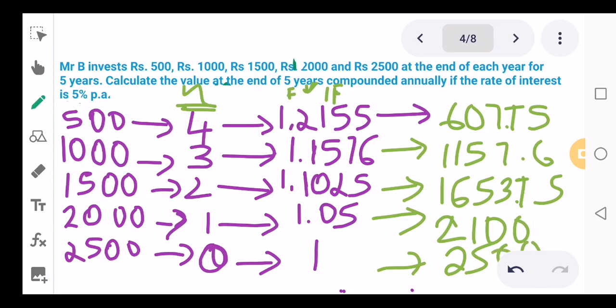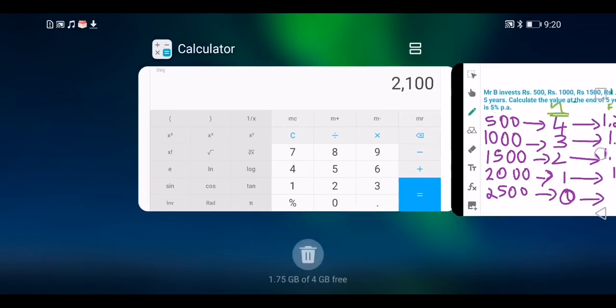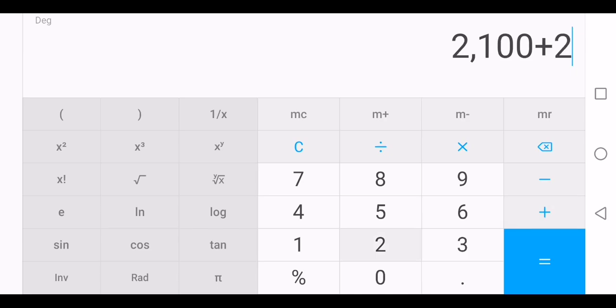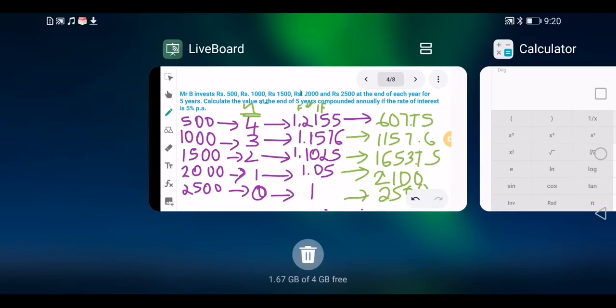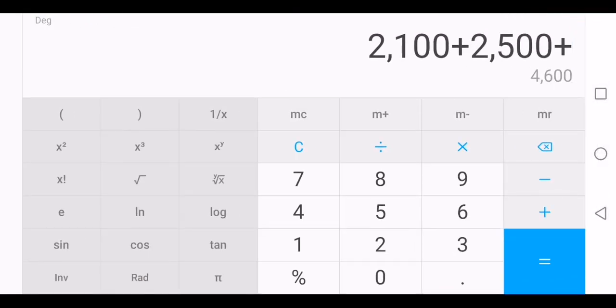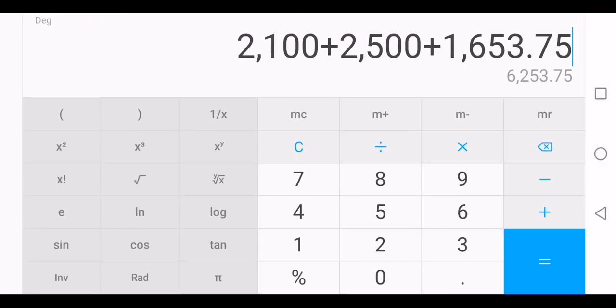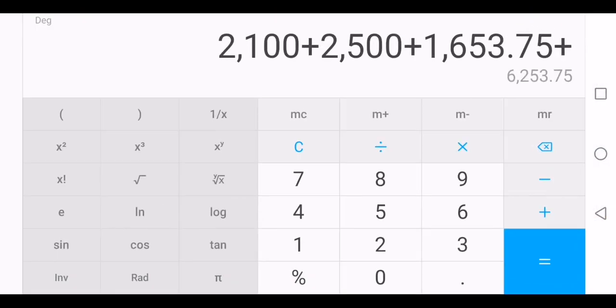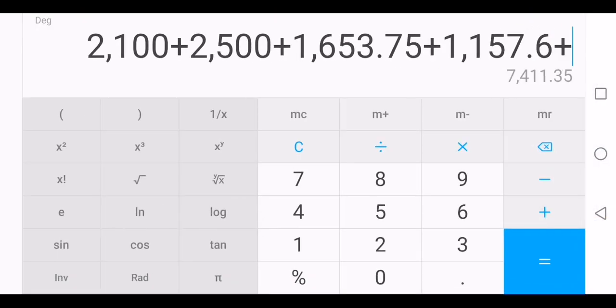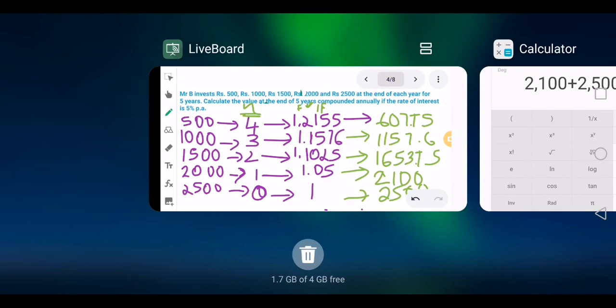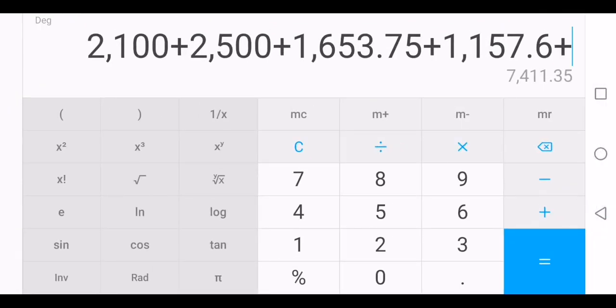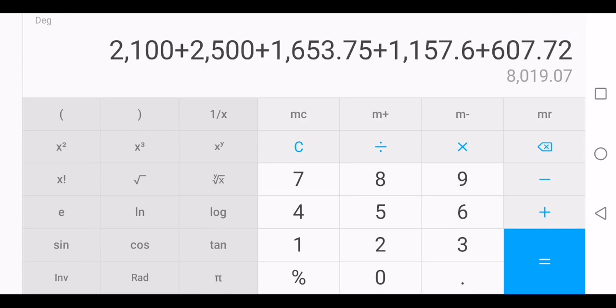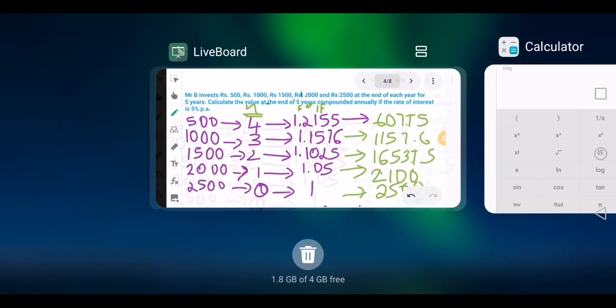Now we need to do the total of this. When you do the total, you're going to get 2100 plus 2500 plus 1653.75 plus 1157.6 plus 607.75, which is equal to 8019.1. It's equal to 8019.